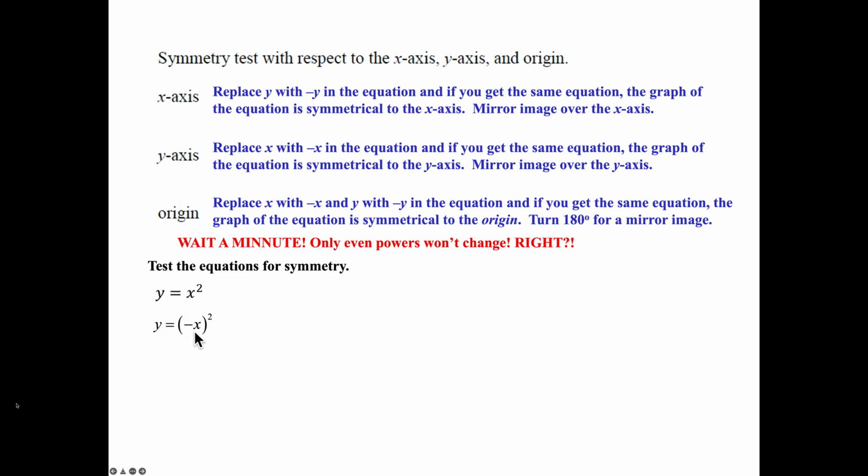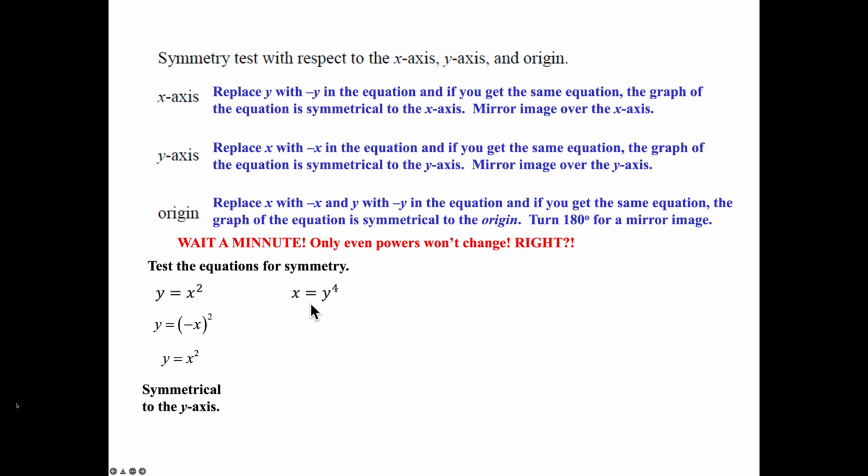So I'm putting in a negative x here for the x. Remember, parentheses around my x, put in the negative x. I square a negative x, I'm back to x squared. It's the same equation. So this is symmetrical to the y-axis. So again, remember, if you put in a negative x, you're flipping it over the other variable y. If I put in a negative y, I'm flipping it over the other variable x. If I make both variables negative, then we're turning. It's the origin.